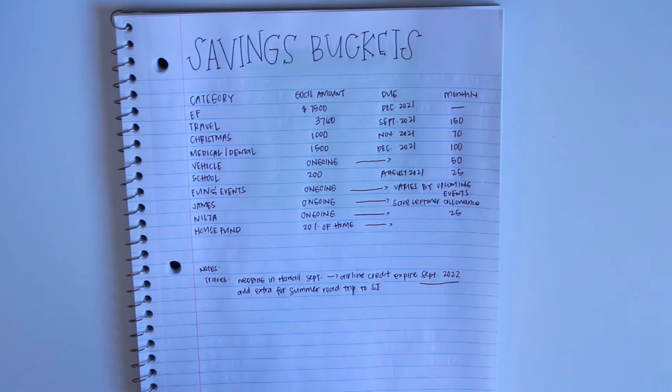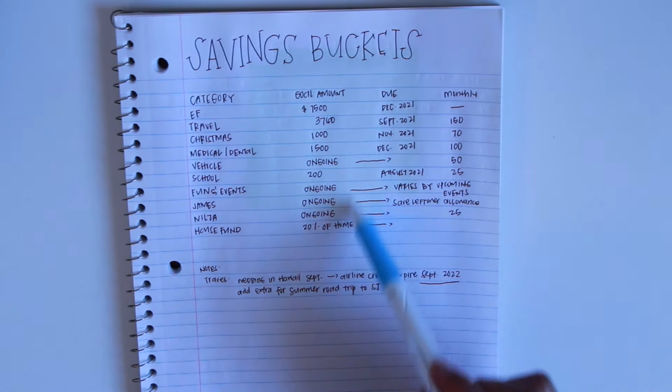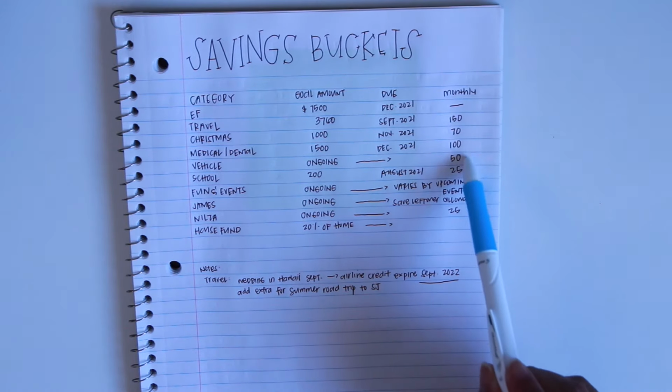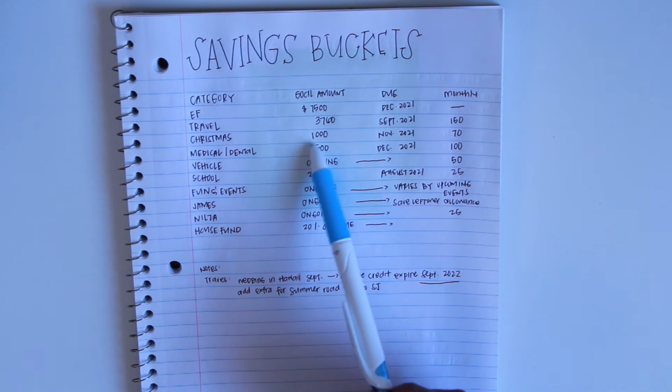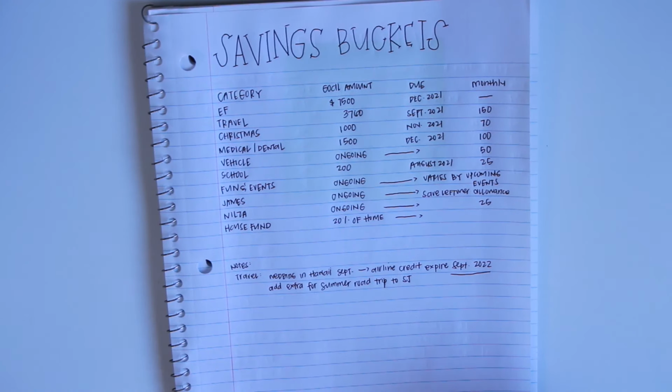Okay, so these are all our different savings buckets. I have our categories listed on here, our goal amount, when it's due, and the monthly contribution that we are making in order to achieve these goal amounts. I'm not sure if you have a lot of savings goals or categories like I do.